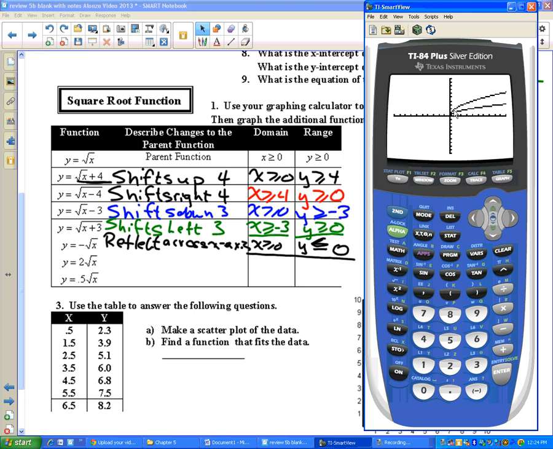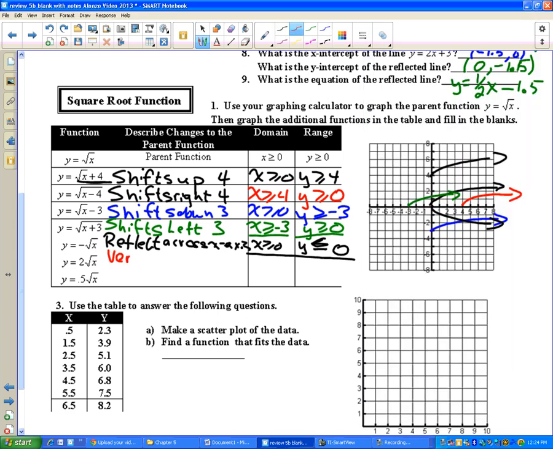This does a vertical stretch or compression. Since it's larger than the original parent function, this is a vertical stretch. Vertical stretches don't change my x's and y's, so it doesn't change the domain and range. X is greater than or equal to 0, y is greater than or equal to 0. And so that's going to start at the origin and then go up a little higher.